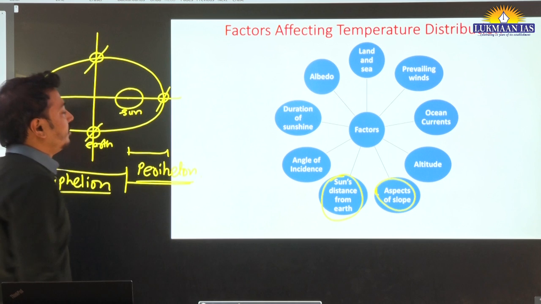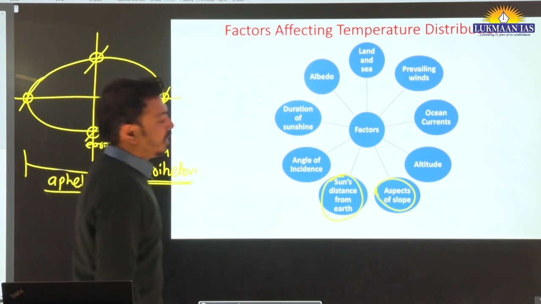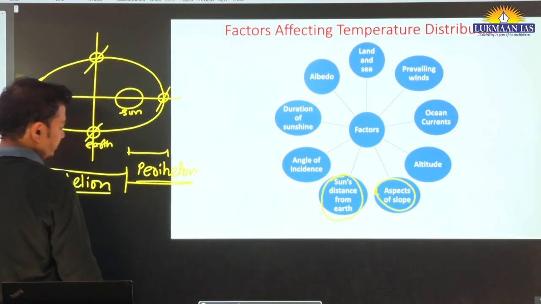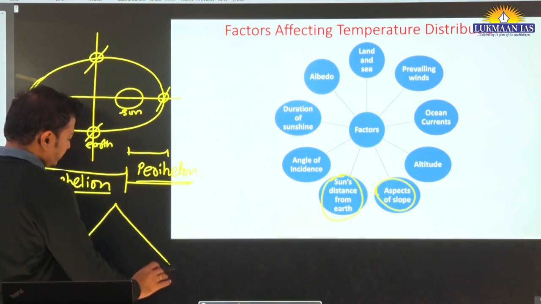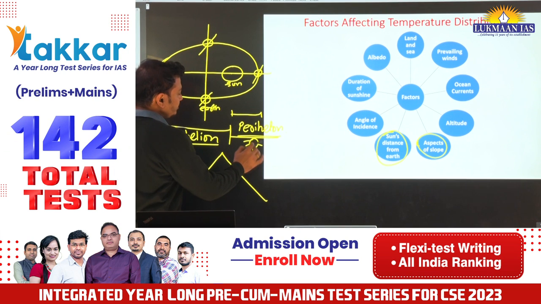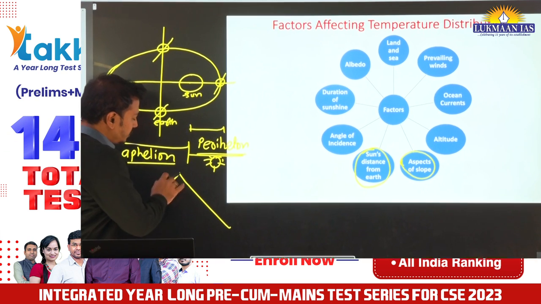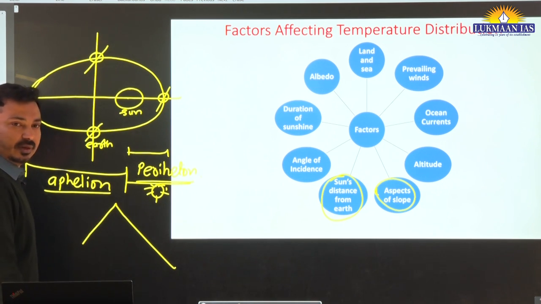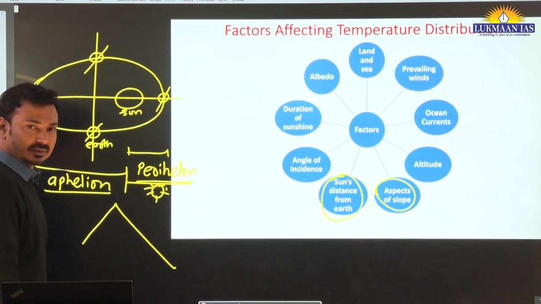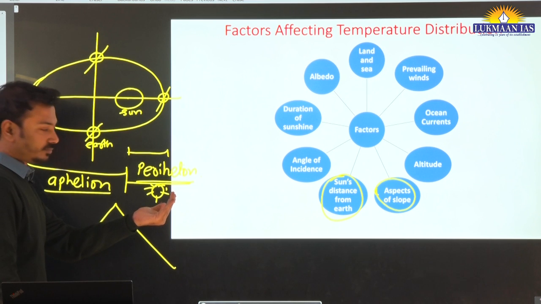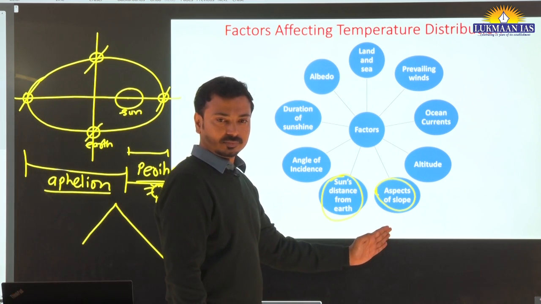Now the next part, aspects of slope. We are talking about whatever landforms that we have. Let's say this is the mountain region and suppose the sun is on this side. Now this slope is more exposed to the sun rays compared to this one. India mein example, southern slopes of Himalayas are more exposed to the sunlight as compared to northern. So that's why the southern slopes have more temperature compared to the northern slopes. Aspects of slope, very simple.